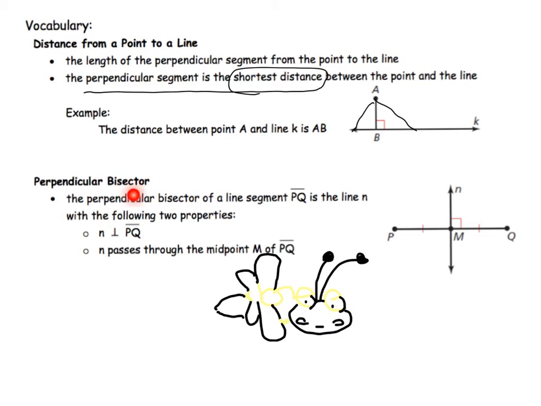Perpendicular bisector. Bisector is a vocabulary word we've heard before. Remember, it basically creates two congruent parts or pieces.